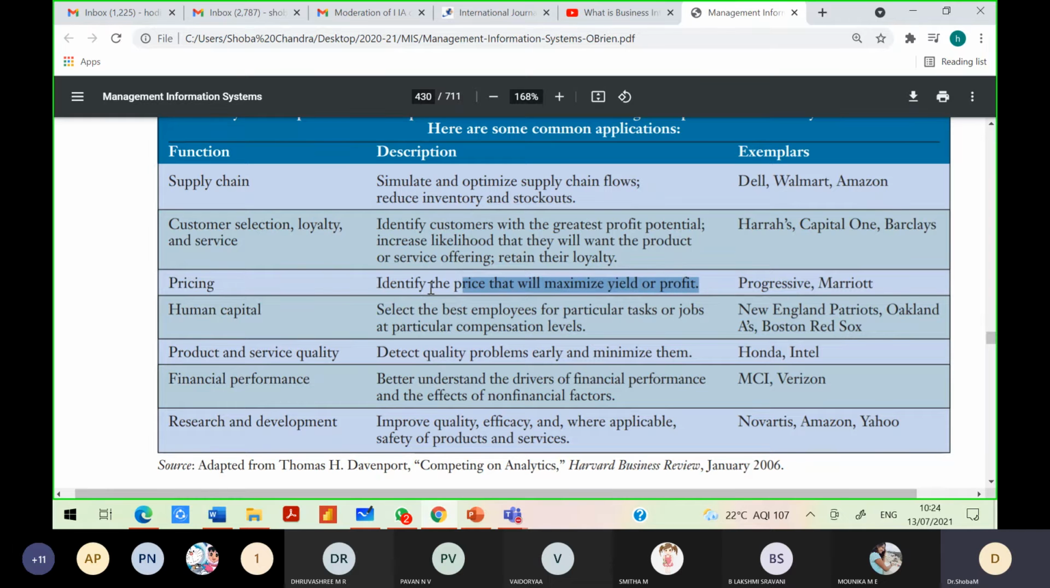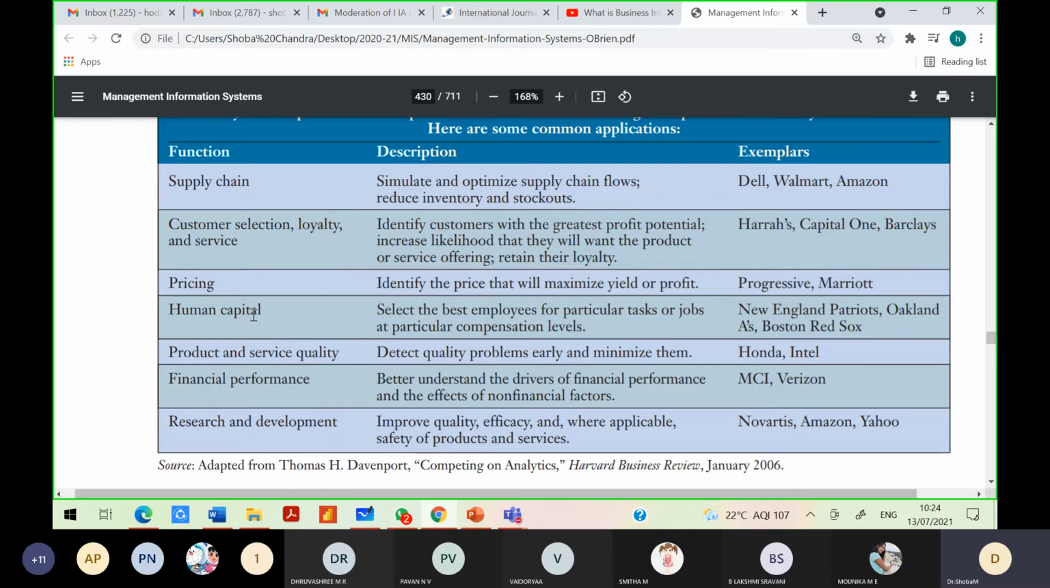So it's important that you choose the pricing for the service rendered by the company, or for the product, based on some criteria and strategies, so that you will retain all your potential customers, right? Some examples are Progressive and Marriott.